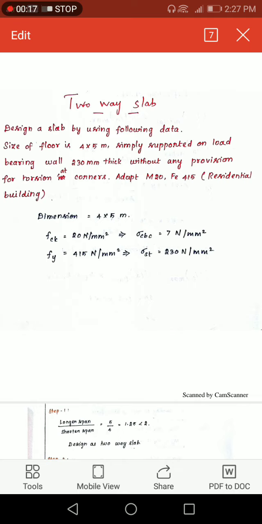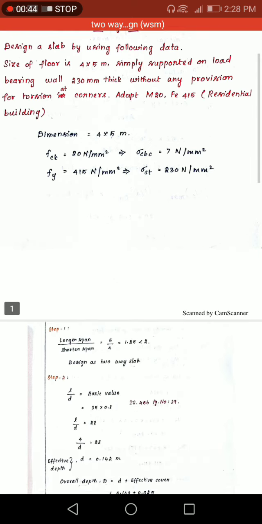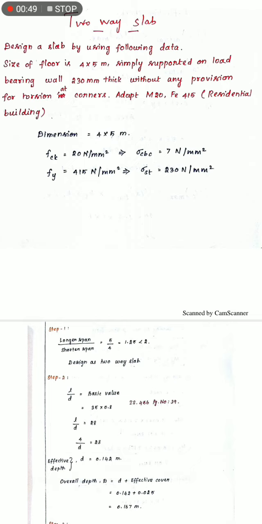As I told earlier, first you have to write the permissible stresses of the materials. That is, fck is 20 Newton per mm square. For that, sigma cbc value is 7 Newton per mm square and fy equal to 415 Newton per mm square. For that, sigma st value is 230 Newton per mm square because this is Fe 415 steel grade.